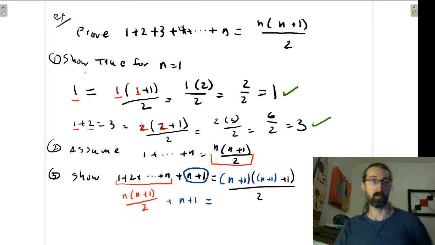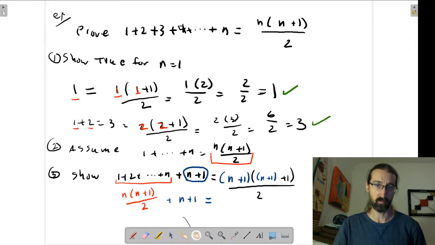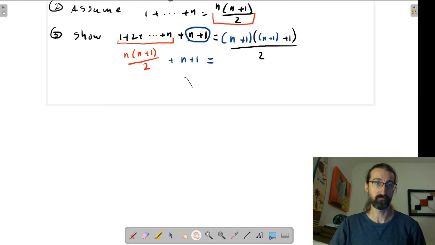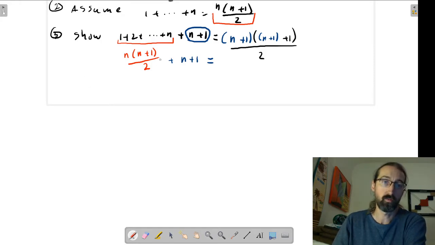So, how do I do this? Let me see if I can give myself a little bit more room here. There we go. Okay. So I erase this line. What I want to do is rearrange this side of the equation, simplify this to make it equal the same thing over here. So I'm going to do a little bit of simplifying. I'm going to multiply these together. I'm going to get n squared plus n over 2.